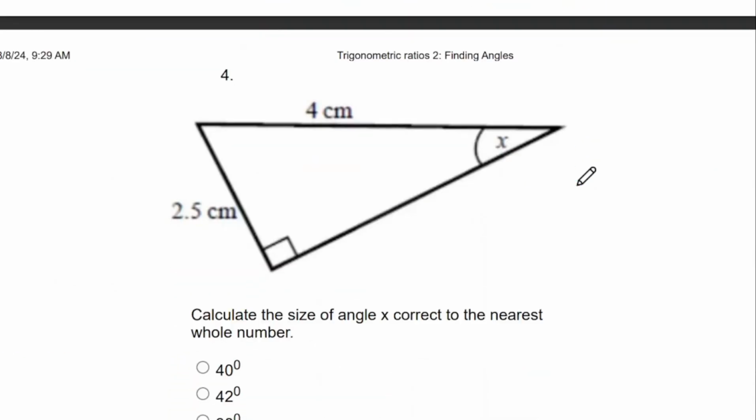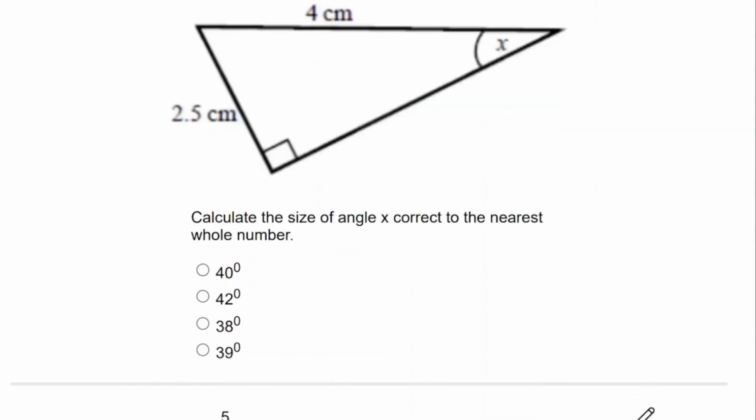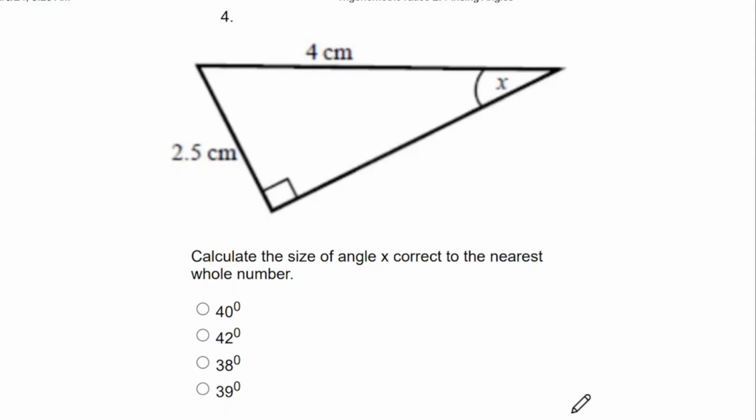Okay, so question 4 now. We have this: calculate the size of the angle x correct to the nearest whole number. To the nearest whole number. So the same way, this is going to be opposite, hypotenuse, adjacent. So it is O and H that we have. That means we are using sine.